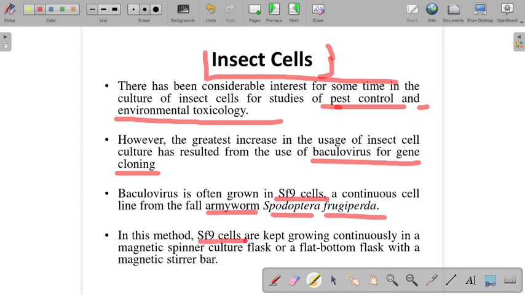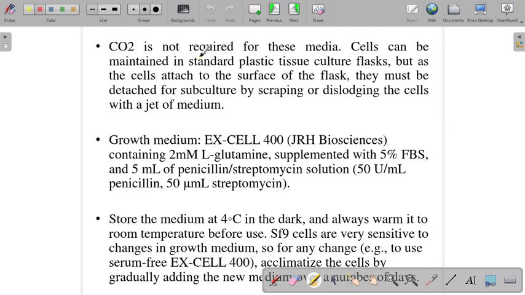In this method, SF9 cells are kept growing continuously in a magnetic stirrer culture flask, in suspension culture. The flat bottom flask, obviously, with a magnetic stirrer. Then CO2 is not required because it is an insect cell line. We don't need to maintain pH at all, because the insect cell lines show some different properties. I told you that mammalian cell culture is completely different from insect cell lines. Insect cell lines show different characteristics, need different nutrient requirements, and have a different genetic or phenotypic expression. So with respect to that, we need to change our growth medium.